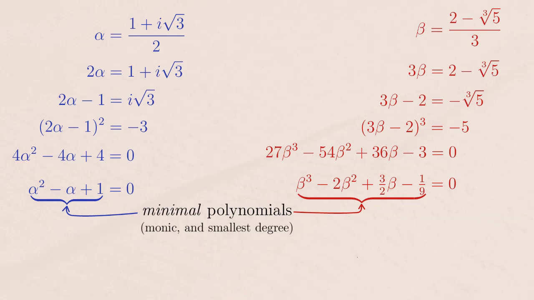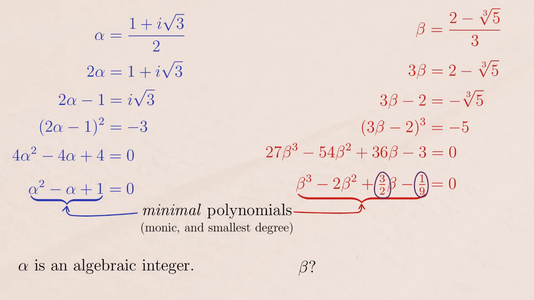Now, algebraic integers satisfy monic polynomials with integer coefficients. For example, the minimal polynomial for alpha has integer coefficients, so alpha is an algebraic integer by definition. But what about beta? Its minimal polynomial doesn't have integer coefficients, but could beta potentially satisfy some other larger degree monic polynomial that does? In fact, the answer to this is no.